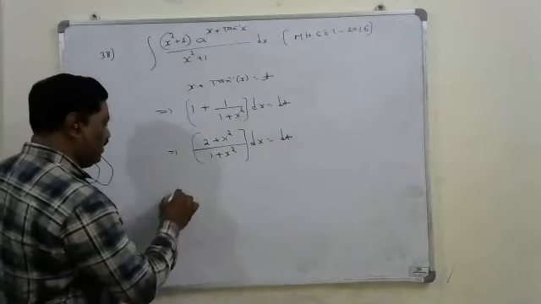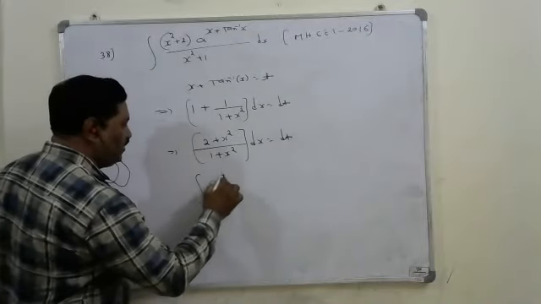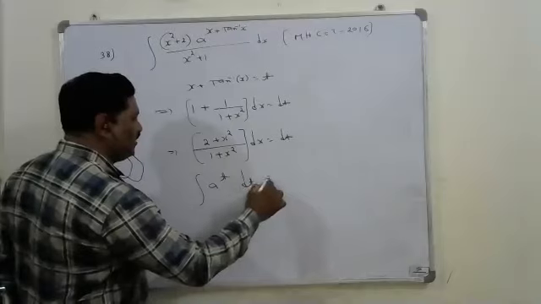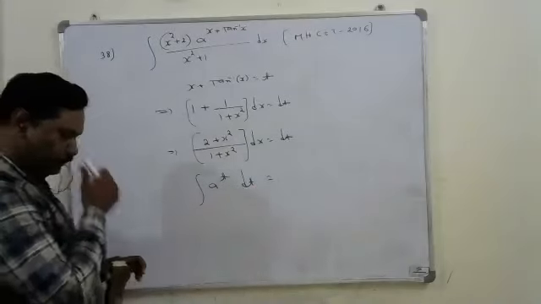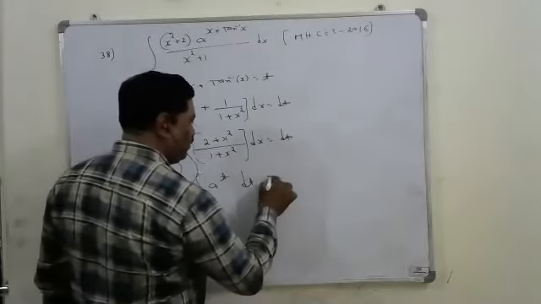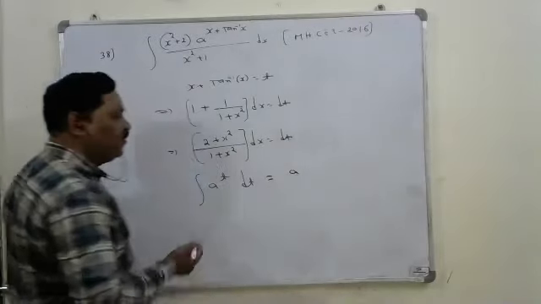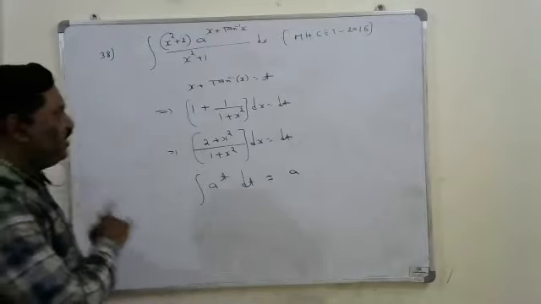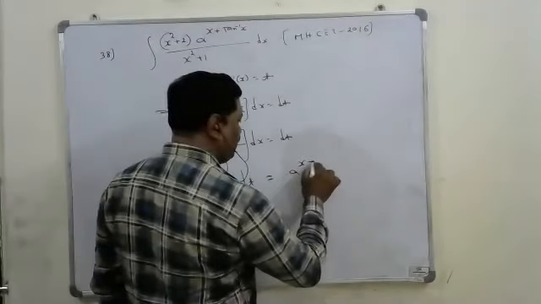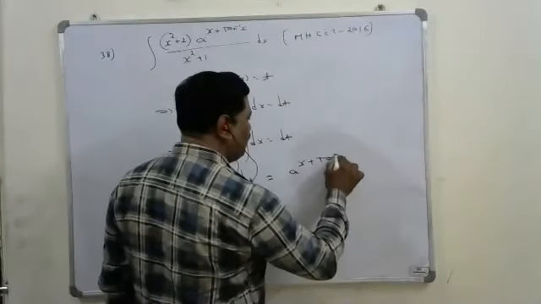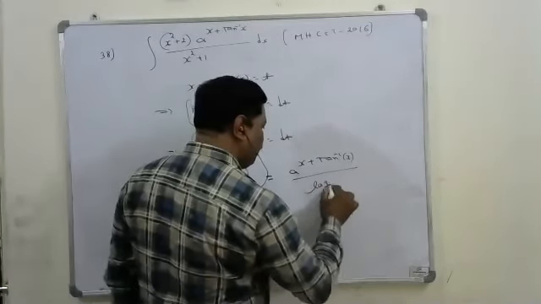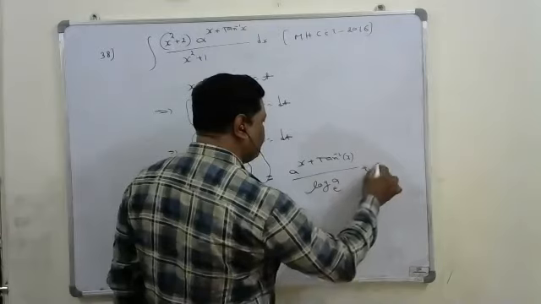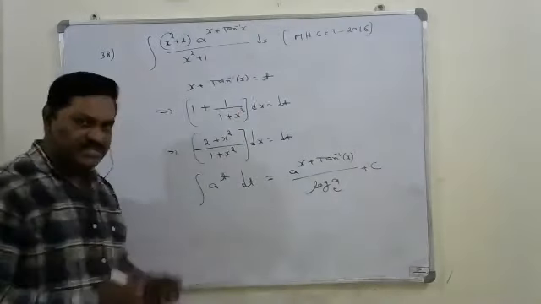Therefore the problem becomes the integral of a power t dt. The problem changes like that. What is the integral of a power t? It is a power t upon log a, where t we have taken as x plus tan inverse x. So the answer is a power (x plus tan inverse x) upon log a. So log a means by default the base is e.